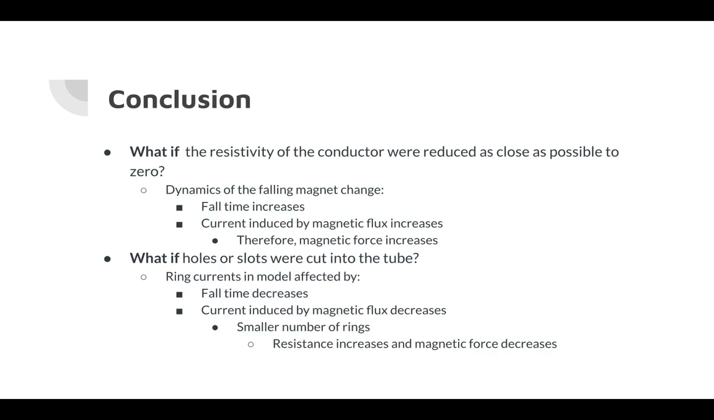And in conclusion, if the resistivity of the conductor were reduced as close as possible to 0, the dynamics of the falling magnet would completely change. So the fall time would therefore increase, the current induced by the magnetic flux would also increase, and therefore the magnetic force would also increase. And if holes or slots were cut into the tube, the ring currents in the model would be changed because the fall time would decrease, the current induced by the magnetic flux would also decrease, and because there are smaller numbers of rings, the resistance would increase, and therefore the magnetic force would decrease.